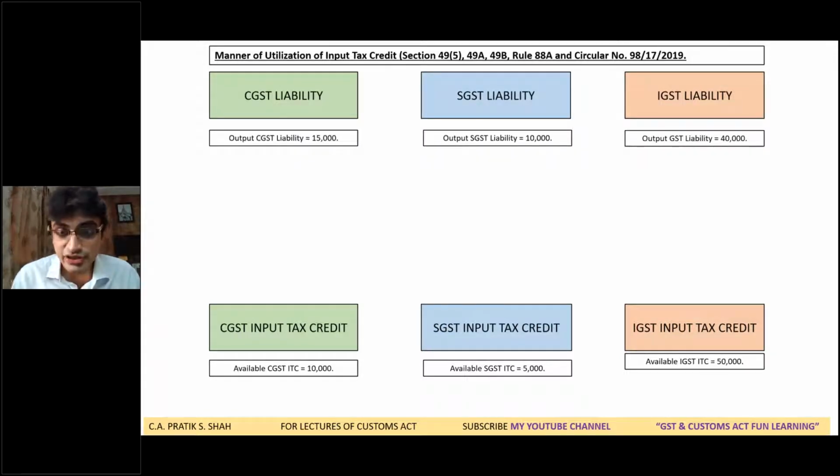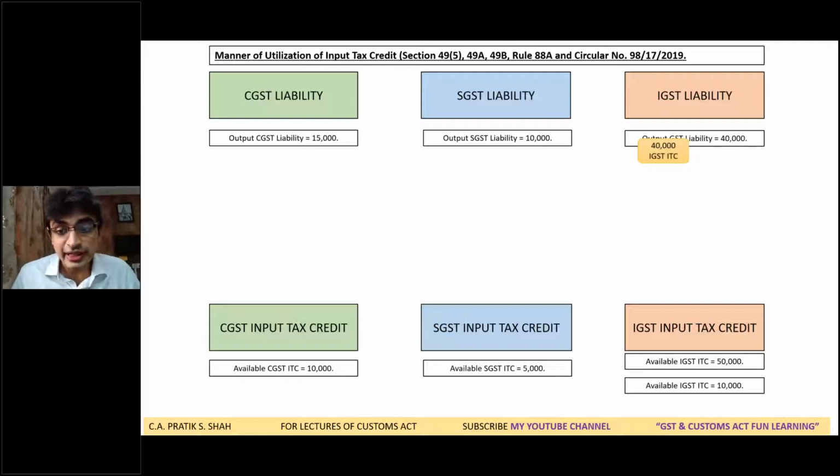IG, CG, and SG. Now, what did you understand in the previous example? That first, you being an Indian, you will touch India. Obviously, step number one is always to touch India. India means IGST. So see this. IGST ITC is 50,000 and liability is 40,000. First, India will give to India. In short, IGST will first be utilized against IGST.